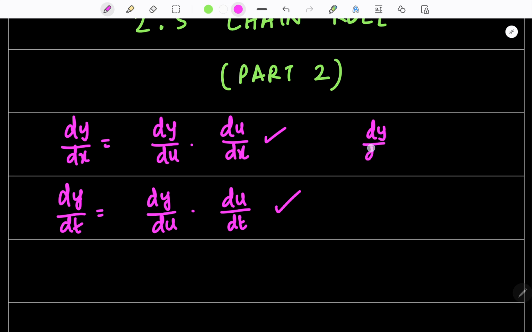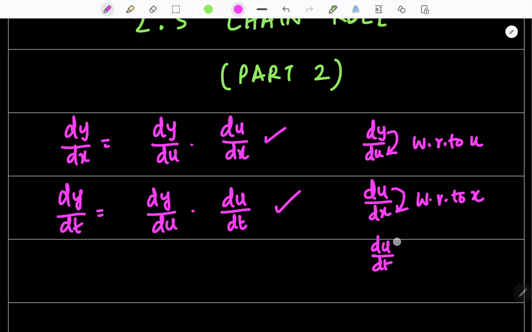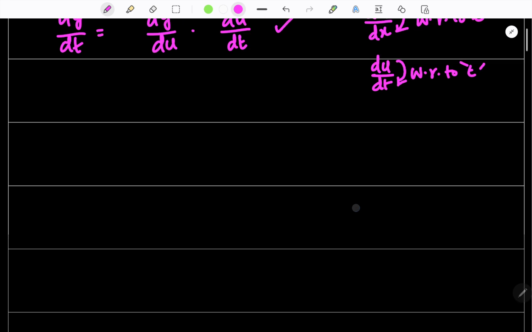What do you mean by dy divided by du? y is differentiated with respect to what? u. What is du divided by dx? u is differentiated with respect to x. And what is du by dt? u is differentiated with respect to t. So keep that in your mind.